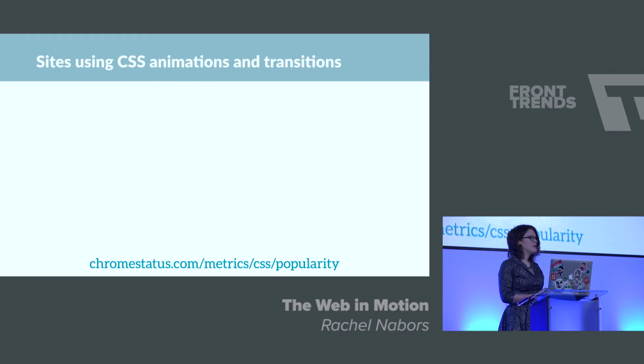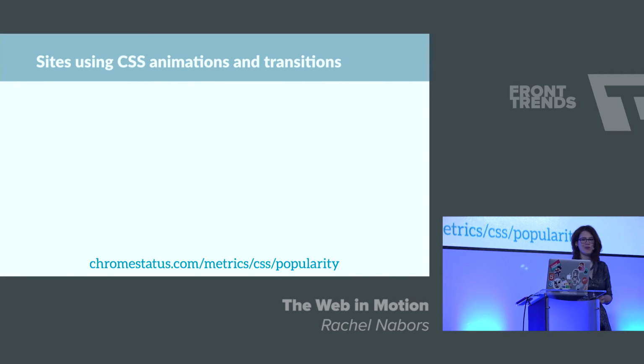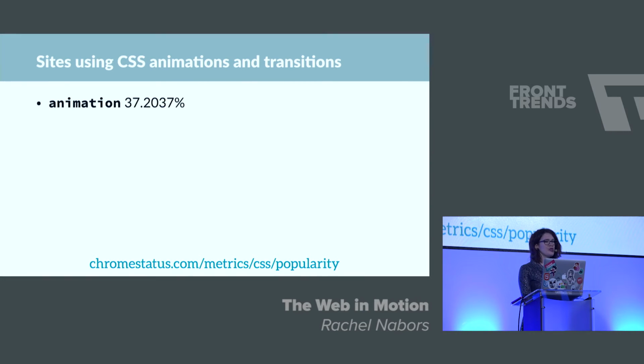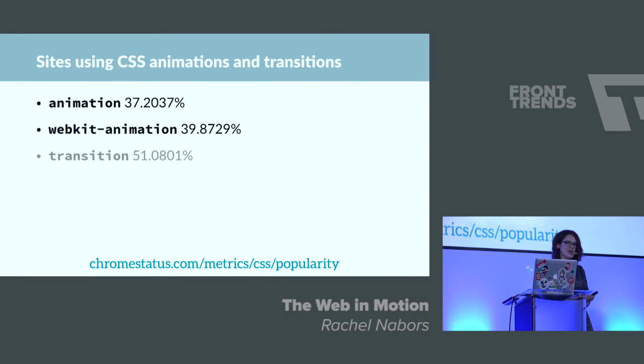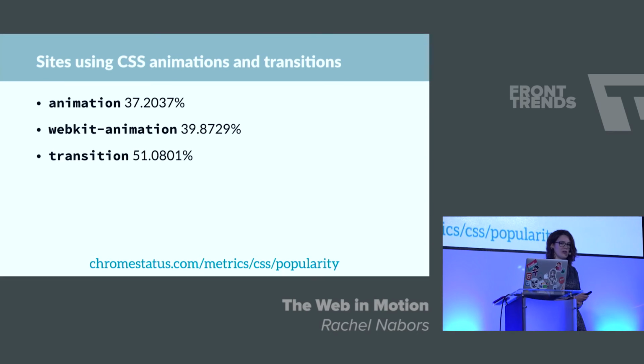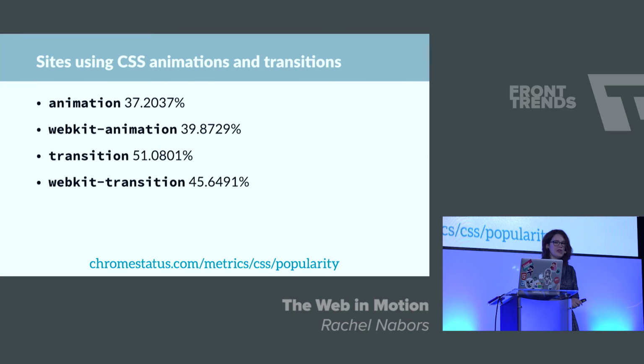So, how many sites are using CSS animations today? Well, according to Chrome's anonymous opt-in usage stats, animation is being used at 37% right now. That property is featured on 37% of the sites that people visit in Chrome. And the prefixed version, WebKit-animation, is a little bit higher. So those 2 numbers probably overlap in some places. Transition is used even more. Close to 51% of sites that people use on Chrome are loading transition in their CSS, and slightly less WebKit transition. Now, let me give you a little bit of context for that.